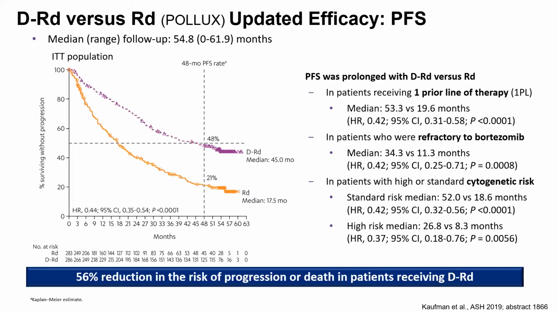Not only that, but also in patients who were bortezomib refractory, there was some improvement, with a median of 34.3 versus 11.3 months. If we look at the standard risk median, we find 52 months versus 18.6 months. Not only that, but the high-risk median also showed a really good comparison, in which the combination of Dara-Kd showed 26.8 months versus only 8.3 months in the control arm. That means a 56% reduction in the risk of progression or death in patients receiving the Dara-Kd combination. Next, please.